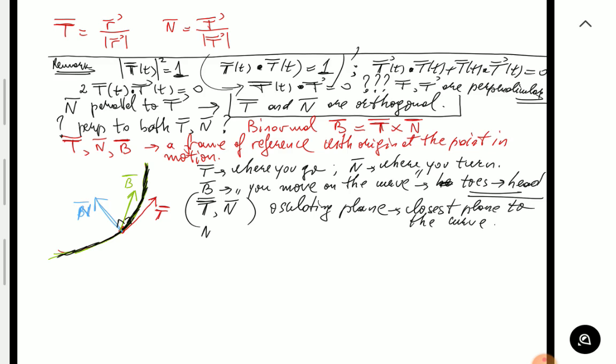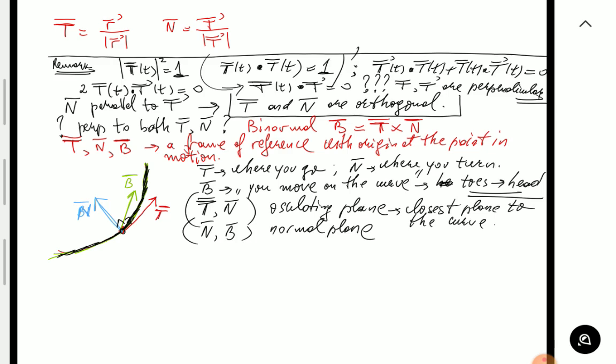The N and B together form what is called the normal plane. The curve is nearly perpendicular, of course, to that plane. It's like emanating perpendicular from that plane. If you approximate the curve with a line close to the point in question, that plane is perpendicular to the curve, which is the reason it's called a normal plane.